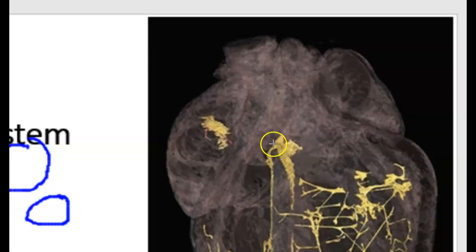These bundle branches extend within the interventricular septum of the heart and then reverse direction and start coming kind of superiorly within the external wall of the heart. Eventually, these bundle branches give off extensions that are thinner, smaller, that reach all the muscle cells that contract in the heart. These extensions are called Purkinje fibers.